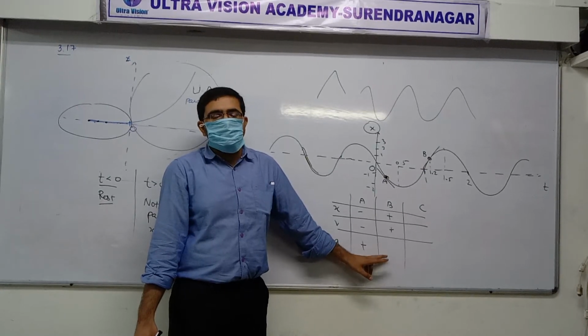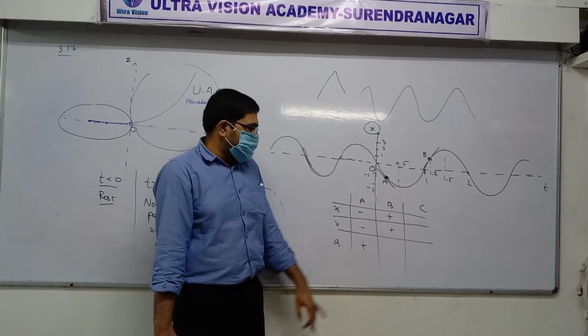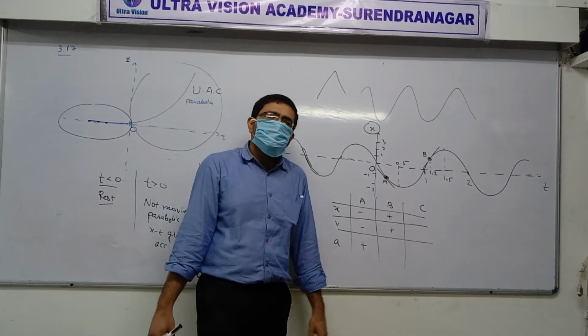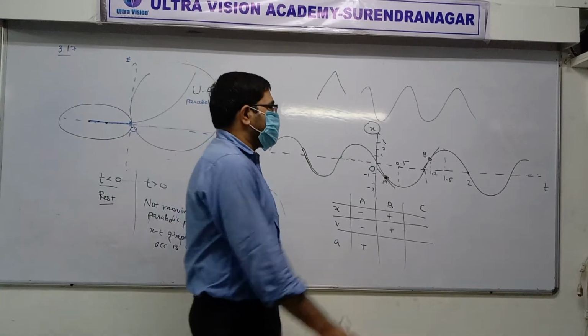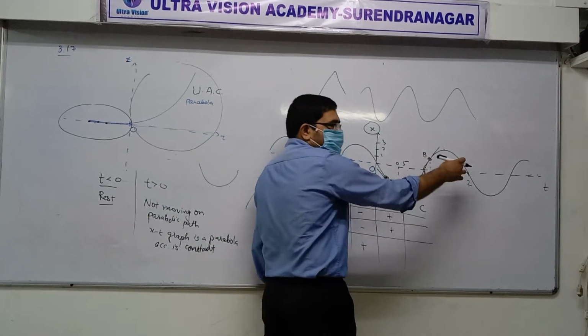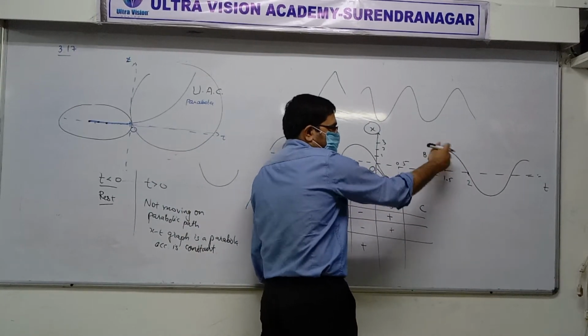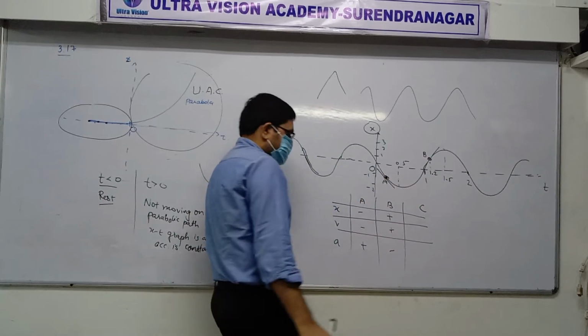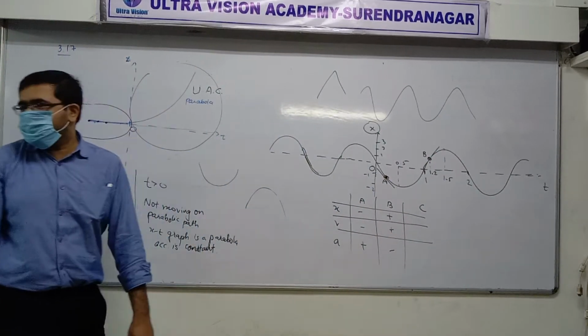Okay, yes Nandini. Negative. Why? Correct. Over here the shape of the graph is a bump, right? B is a part of the bump. That's why the acceleration is negative.